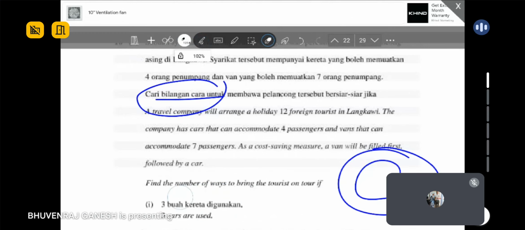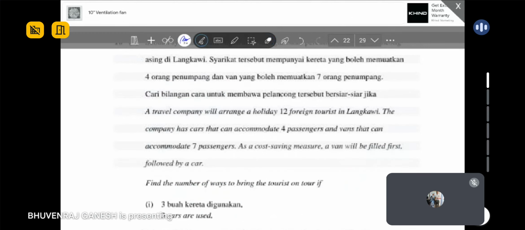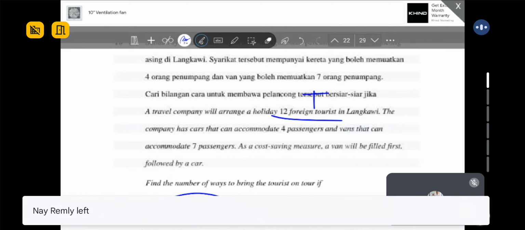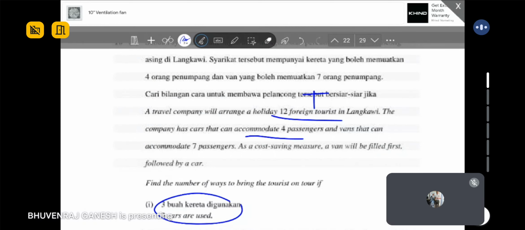Okay. So we see the first question. So first question say 3 cars. So you got 12. This is your total jumlah. And then 4 passenger car. And then van 7 passenger. Okay. So this is the breakdown. And then let me see. So they say van fill first, followed by car. Okay, van akan diisi dulu, lepas tu kereta.